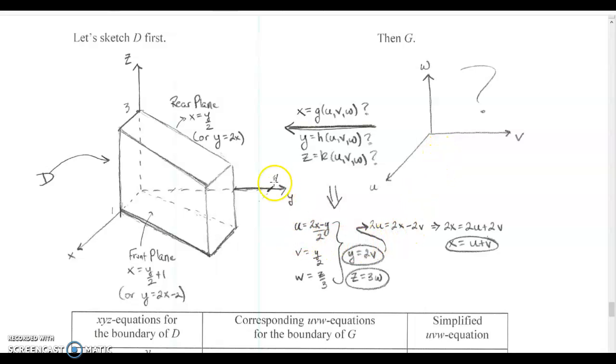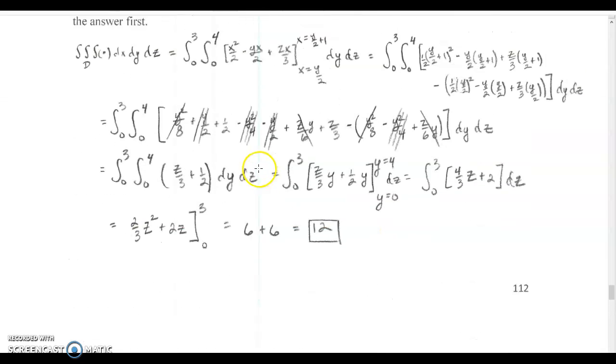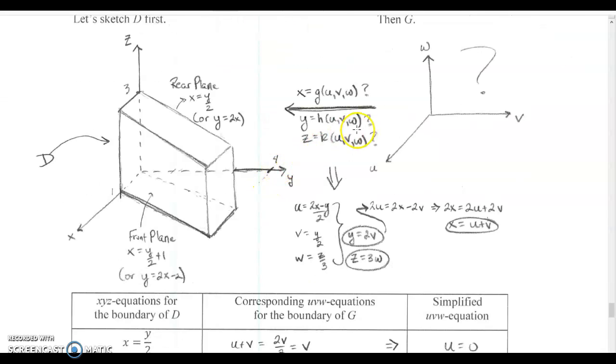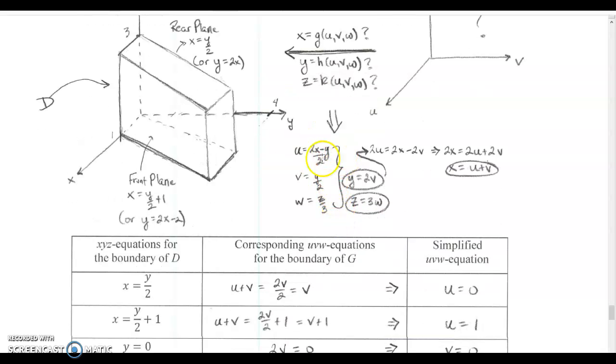When we look at our substitutions in the original integral, we can identify u, v, and w in terms of x, y, and z. But what we need is x, y, and z in terms of u, v, and w. So we have to perform a little bit of basic algebra. Since v was y over 2 and w was z over 3, that gives very simple algebraic equations: y equals 2v and z equals 3w. Plug those back in for what u was, and we want to solve for x.